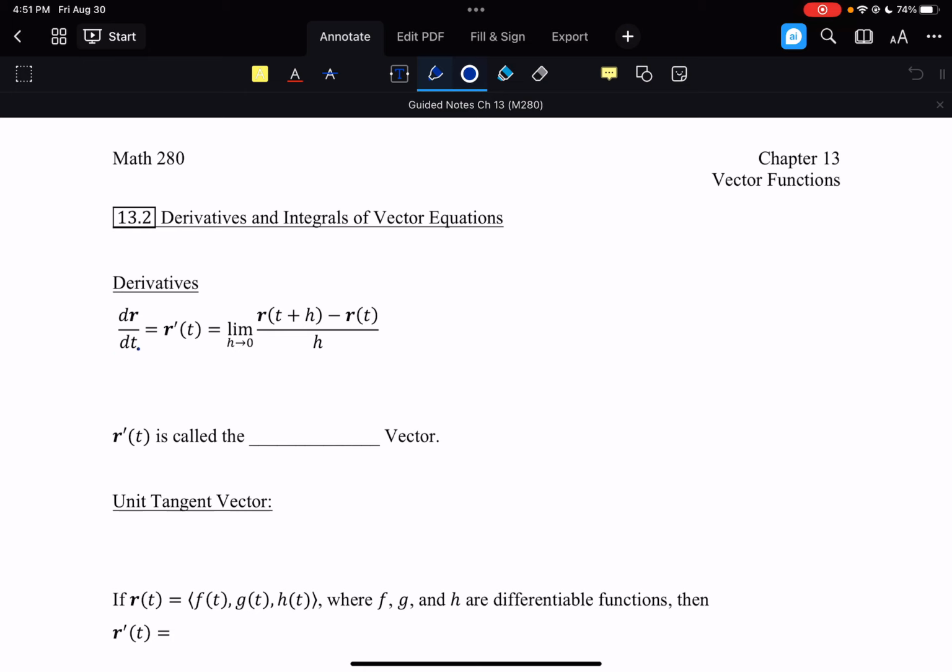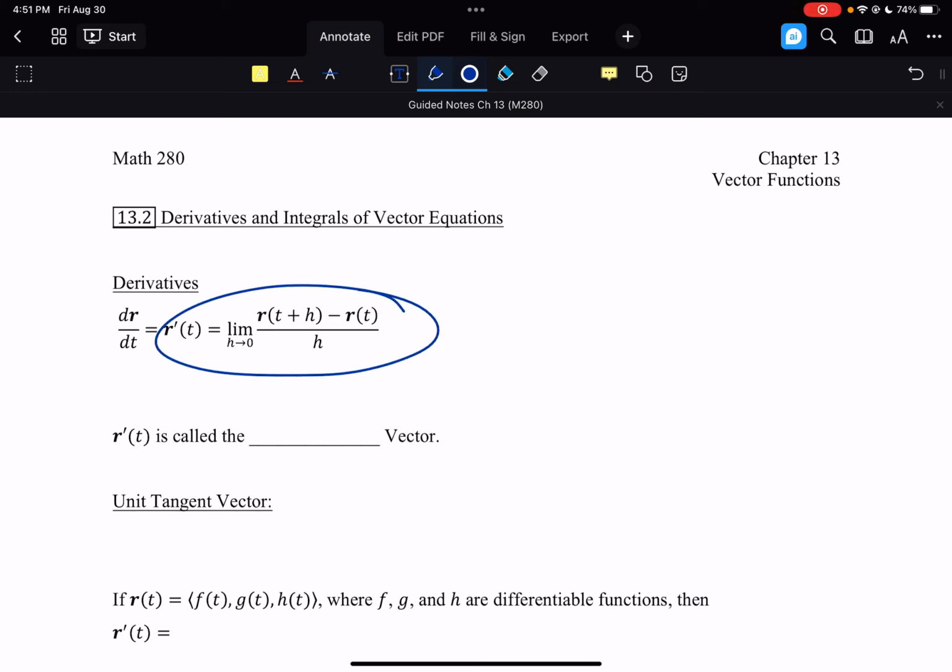So we have dr dt. Notice the bolded r there. We have r prime of t. This is a vector function in terms of a parameter t, and we're taking its derivative. The definition and the derivation for derivatives of vector functions are very similar to our definition for scalar functions, like back in Calc 1 and Calc 2.